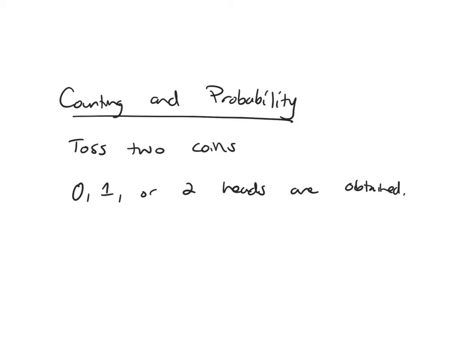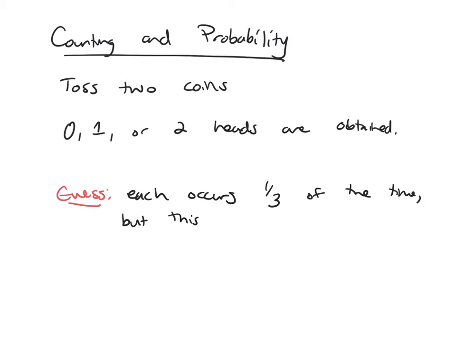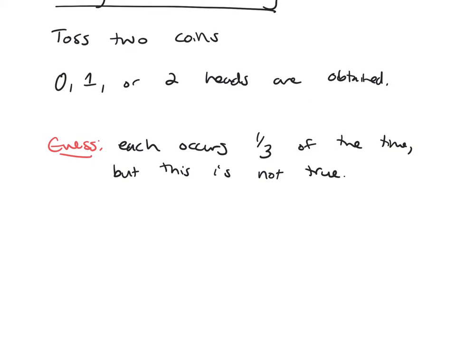And so if I guess how often each one of these occurs, we would guess that maybe because there are 3 of them, each one occurs a third of the time. So say we guess each occurs 1/3 of the time. But this actually is not true. To see why this is not true, we're going to look at this experiment.